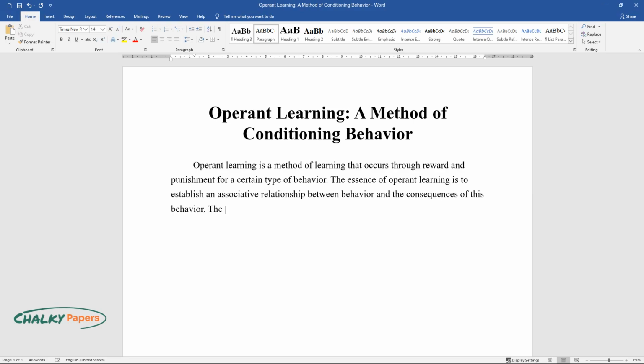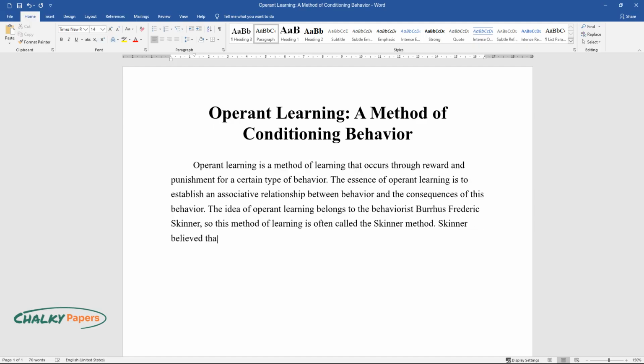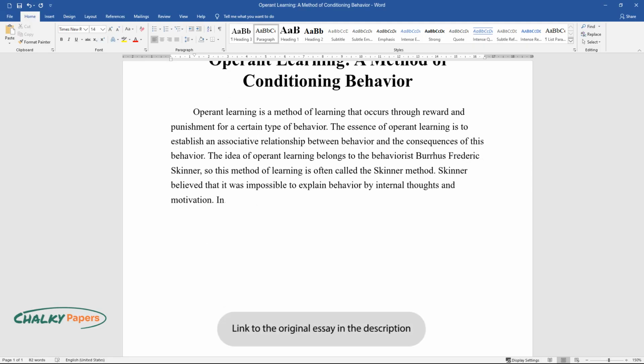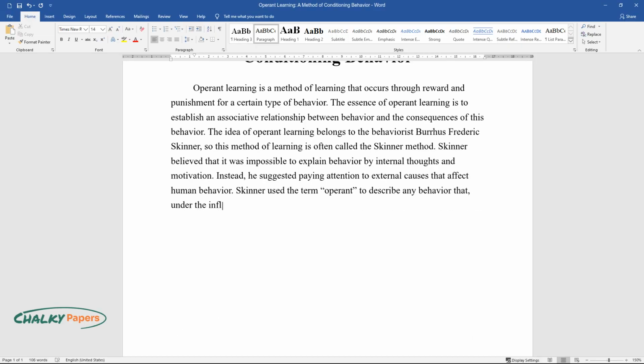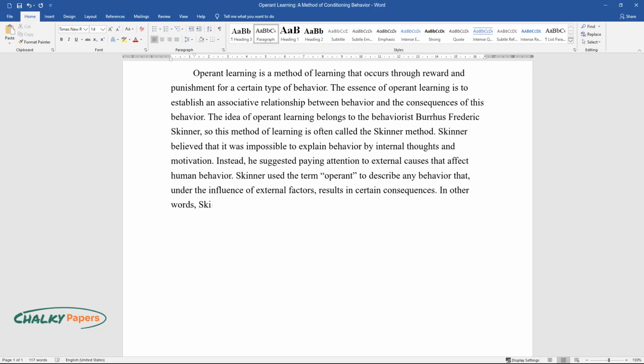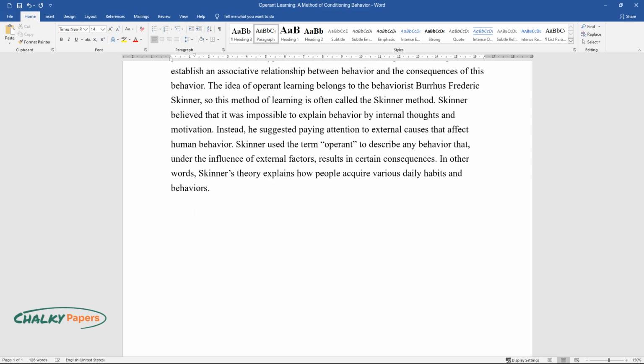The idea of operant learning belongs to the behaviorist Burrhus Frederick Skinner, so this method of learning is often called the Skinner method. Skinner believed that it was impossible to explain behavior by internal thoughts and motivation. Instead, he suggested paying attention to external causes that affect human behavior. Skinner used the term operant to describe any behavior that, under the influence of external factors, results in certain consequences. In other words, Skinner's theory explains how people acquire various daily habits and behaviors.